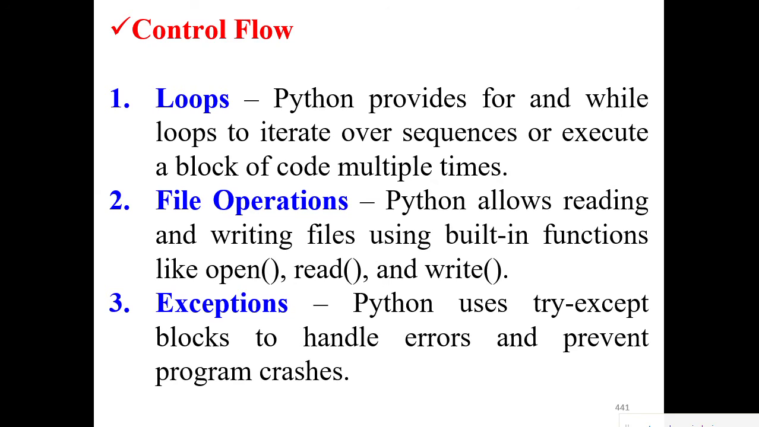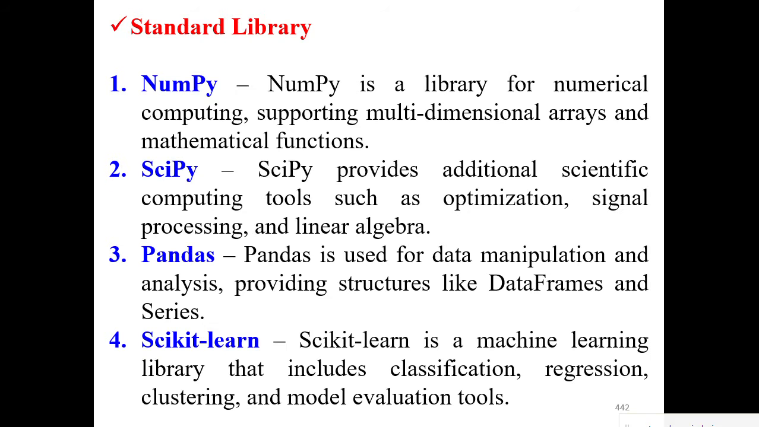So there are control flow statements like loop statements. It provides for and while loops to iterate over a sequence or execute a block of code multiple times. So a file is a collection of interrelated data. It allows reading and writing files using built-in functions like open, read and write. Exceptions: Python uses try except blocks to handle errors and prevent program crashes.